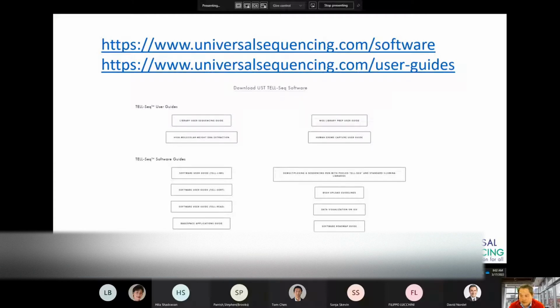However, before you really run this program, you first need to install the software and set up the genome references. So please visit our website at universalsequencing.com to download these programs and view other documentation as well as any videos that we may have.